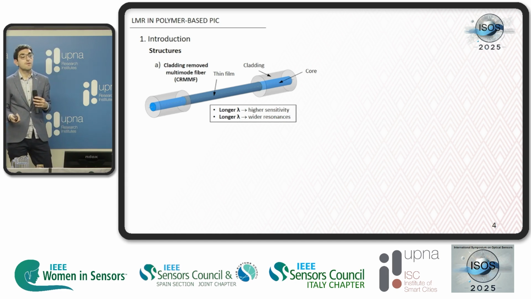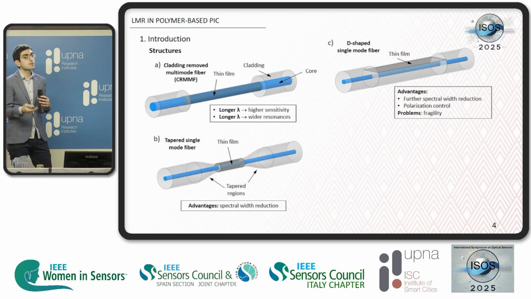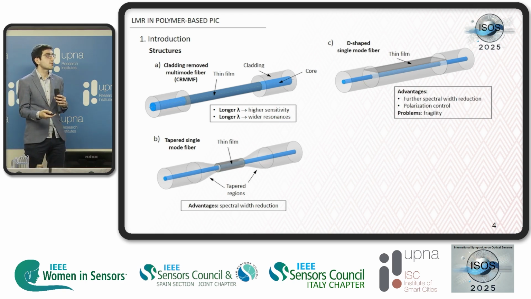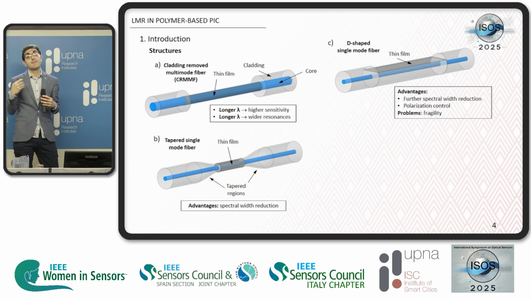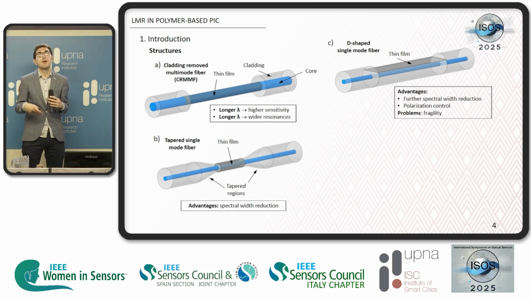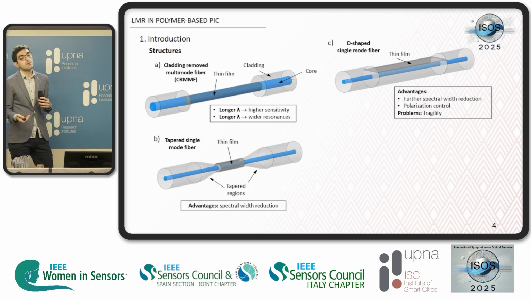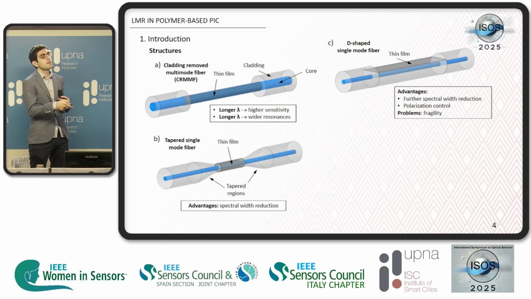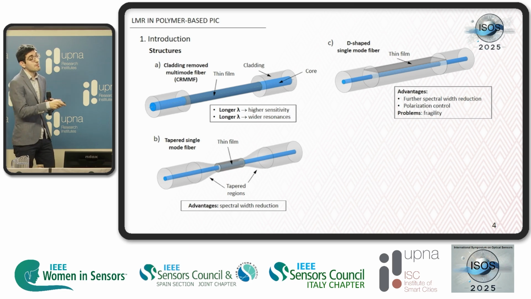In order to try to solve that, we started working with other structures, as Professor Del Villar said, single mode structures, such as the tapered single mode fiber and the D-shaped single mode fiber. They have pretty much the same sensitivity, but the resonances are narrower, which means that we can go farther into longer wavelengths and still have resonances that can be used for sensing applications. So in the end, as we can work at longer wavelengths, we achieve higher sensitivities. What's the problem with these structures? Well, they are fragile and they tend to break very easily. In the first week of my PhD thesis, I don't remember how many of those I broke.